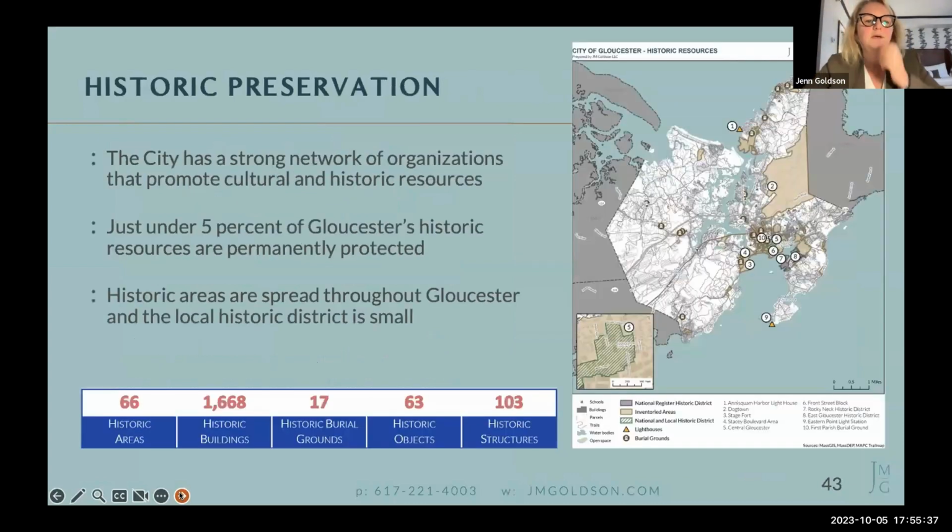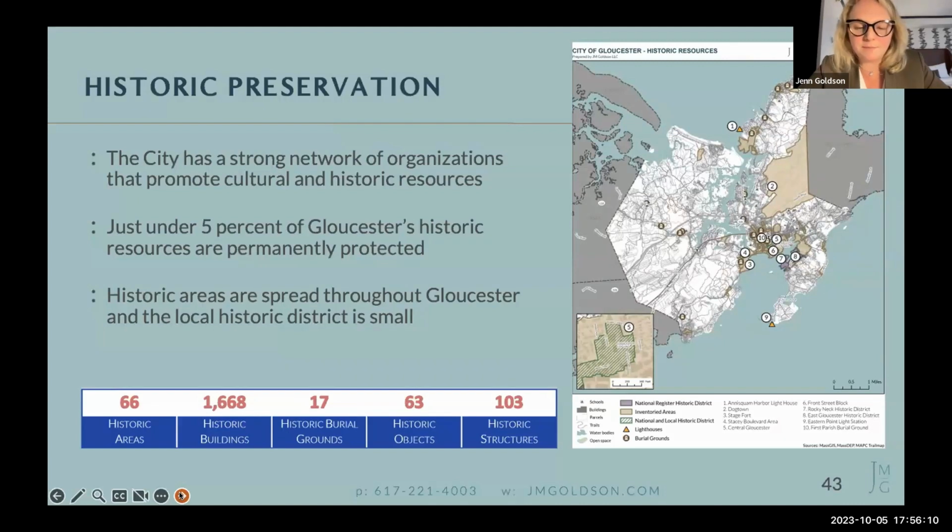All right. Let's go on to historic preservation. So the city has a very strong network of organizations that promote both historic and cultural resources. And that's really a strong asset. One thing, though, that we feel is less comprehensive is the level of legal protections. You really do have a wealth of historic resources, but just under 5% of all your resources are permanently protected. You have lots of other designations, but they don't permanently protect those resources.